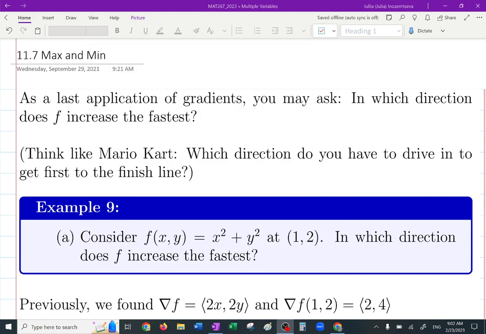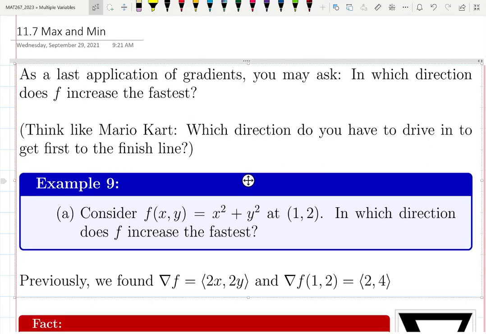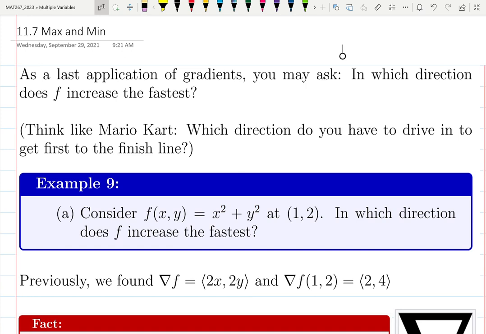Third, we're going to learn about maximum and minimum, global and local. Local first. As a last application of gradients, you might ask, in which direction does f increase the fastest? Actually, you already had this question in your homework. I saw that in 11.5. So in the Mario Kart, which direction do you have to drive in to get first to the finish line?